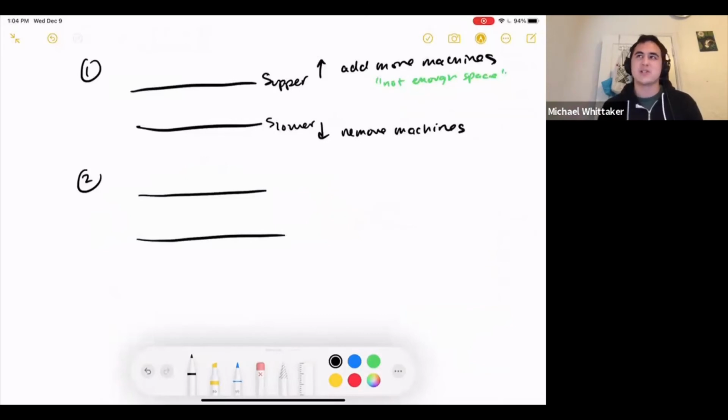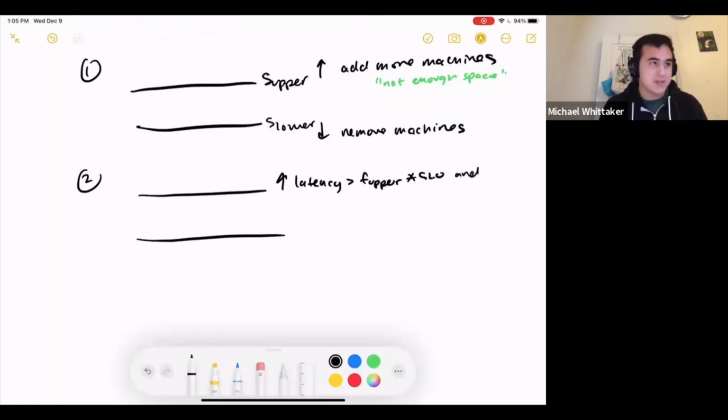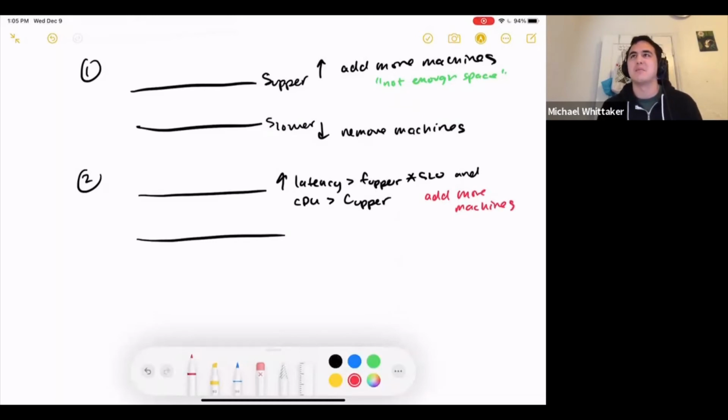And in Anna, we're going to specify some latency SLO. So I'm going to say, okay, I want all my requests to be 5 milliseconds or lower. And the system is going to have this threshold that says, okay, if the latencies of my requests are greater than some fraction F upper of my SLO, and my CPU usage is greater than this threshold C upper, then I will add more machines. So this is just a way of saying too much load, not enough CPU, I need to add more.